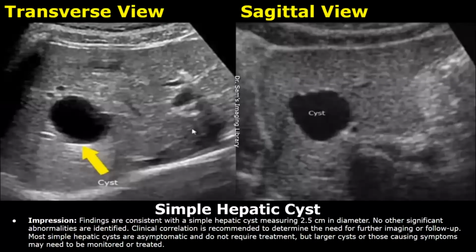This is the impression. Mention that the findings are consistent with a simple hepatic cyst. Also mention the size of the cyst. If there are no other abnormalities seen, you can write no other significant abnormalities are identified, and you must write clinical correlation is recommended because a diagnosis is not completely done on ultrasound only.